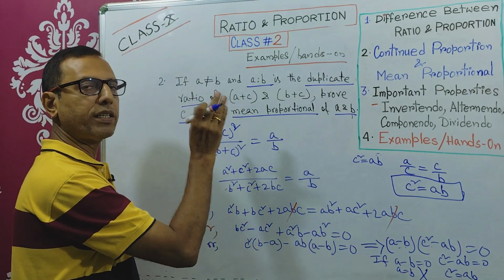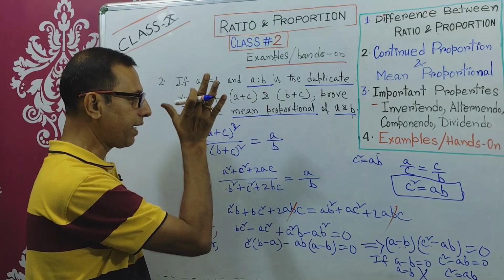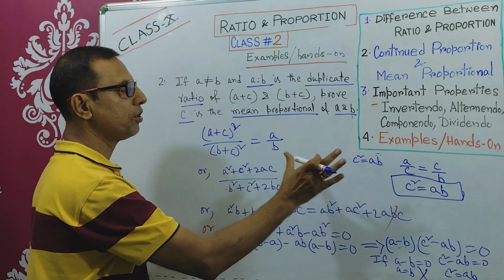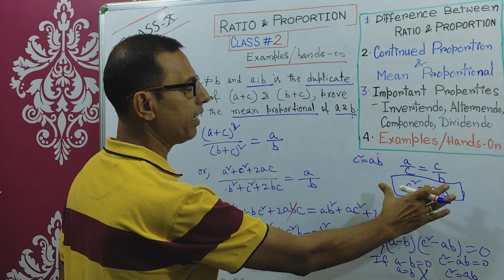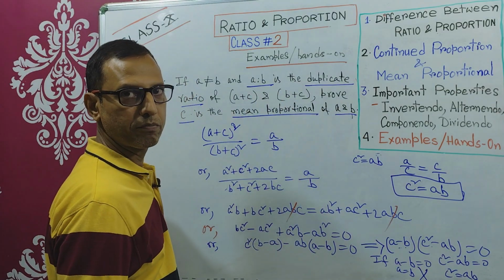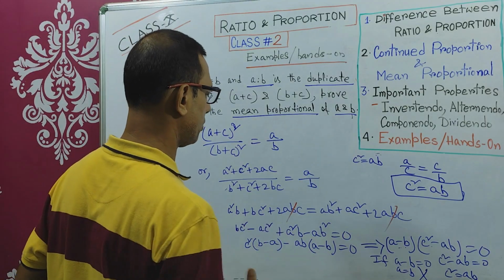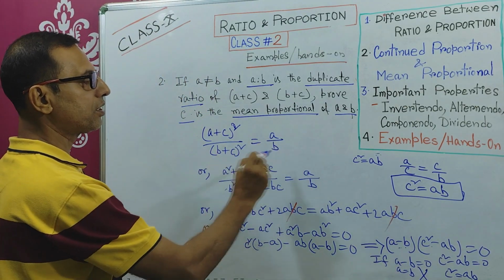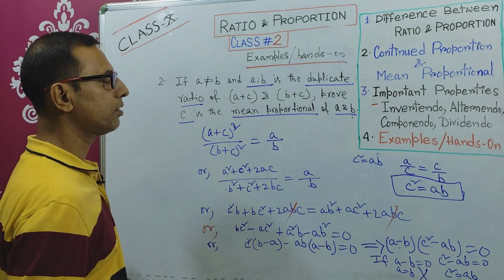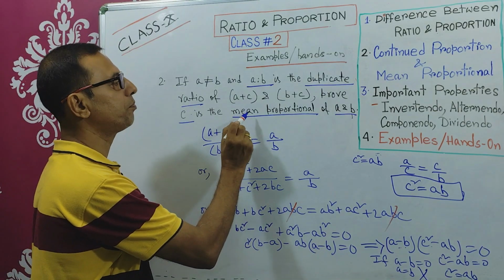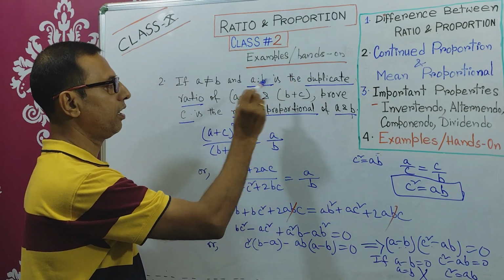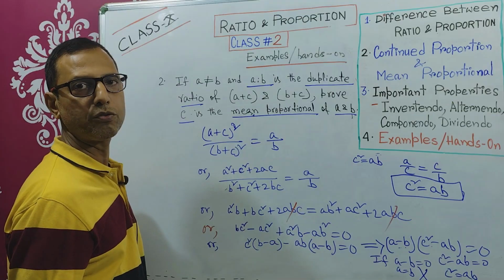So mean proportional: what is given in your problem, you need to express in a mathematical equation, and what you are supposed to find out, that also you express in mathematical representation. Then you start solving the problem. First you need to identify what you need to find out, what you need to prove. The main parts are mean proportional and duplicate ratio. These two are the driving points for the solution of this problem.